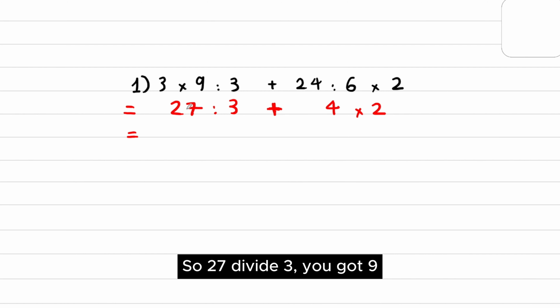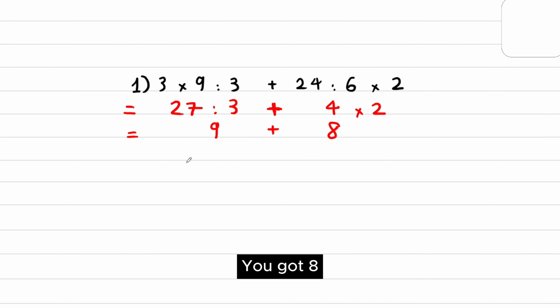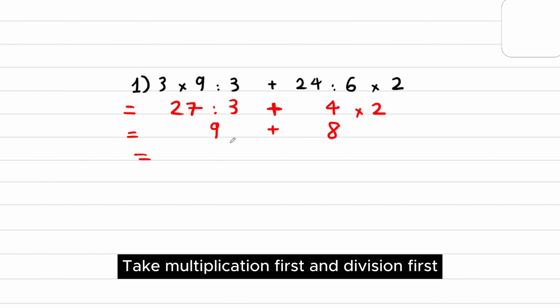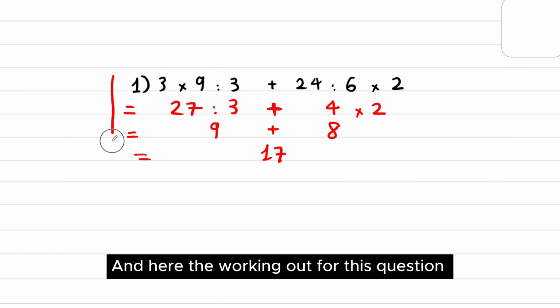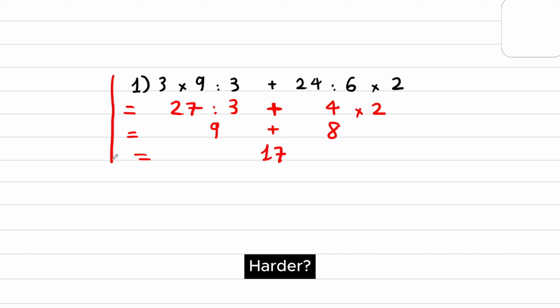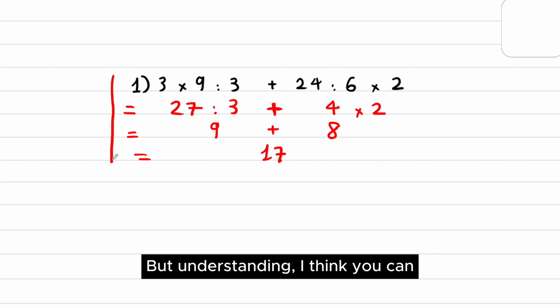And then you got this division and this multiplication separated by this addition. So 27 divided by 3, you got 9. And then you got 4 times 2, you got 8. Yeah, take multiplication and division first. 9 plus 8, you got 17. And here is the working out for this question. Harder? Yes. But understanding? I think you can.